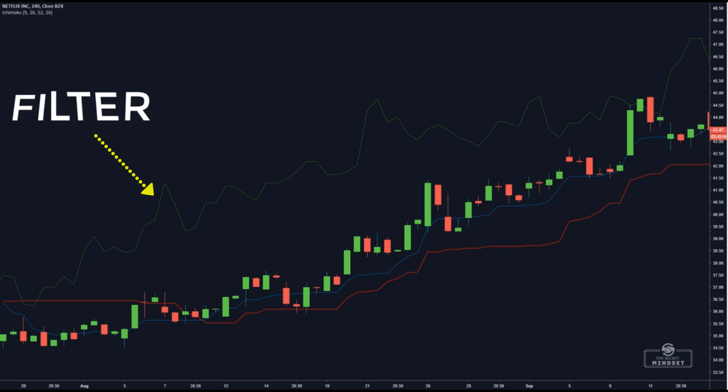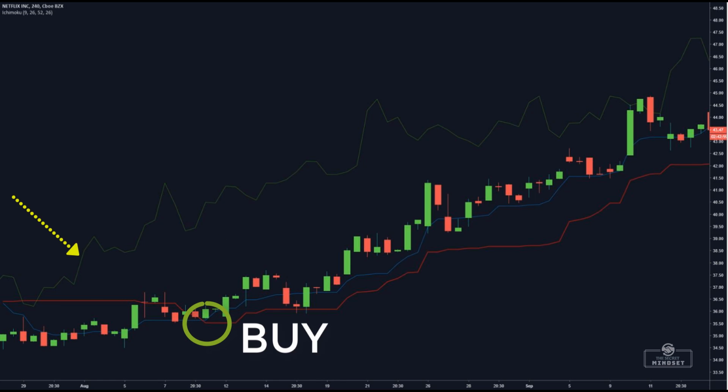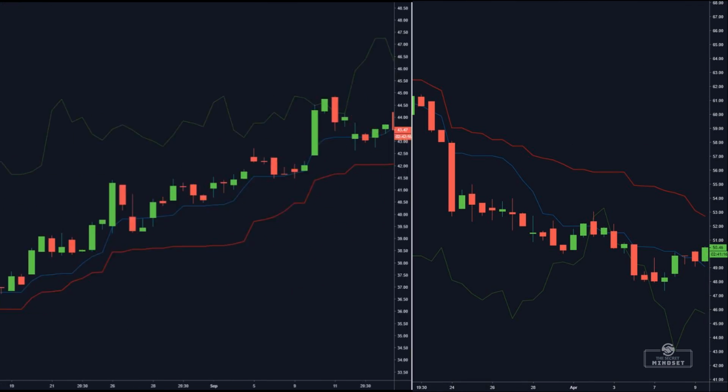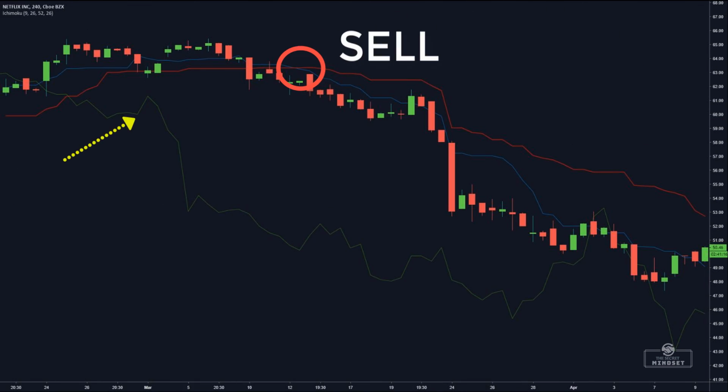Thus, we could only take positions that are in line with the overall trend. If the baseline crosses above the conversion line, you would only buy if the lagging span indicates a bullish bias. If the baseline crosses below the conversion line, you would only sell if the lagging span indicates a bearish bias.